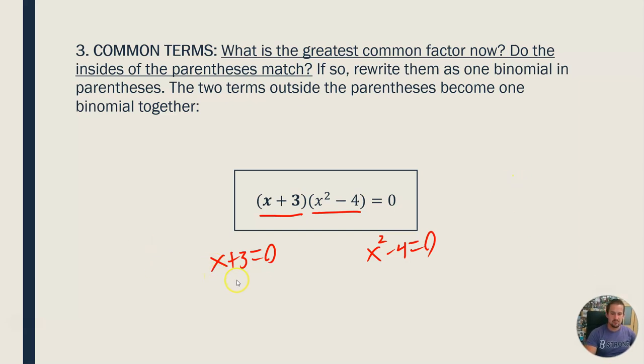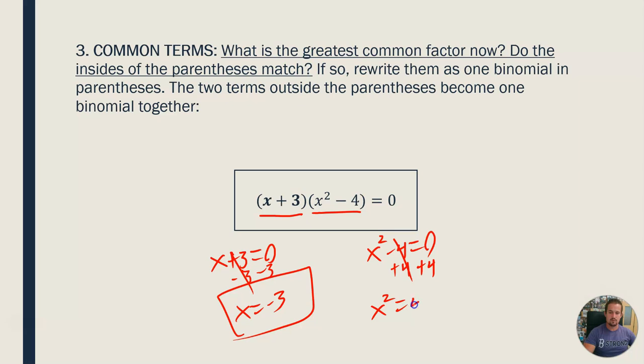So, x plus 3 equals 0. I'm going to subtract 3 on both sides, giving me x equals negative 3. x squared minus 4 equals 0. A couple ways I could solve this, but I'm going to go ahead and add 4 to the other side, giving me x squared equals 4.